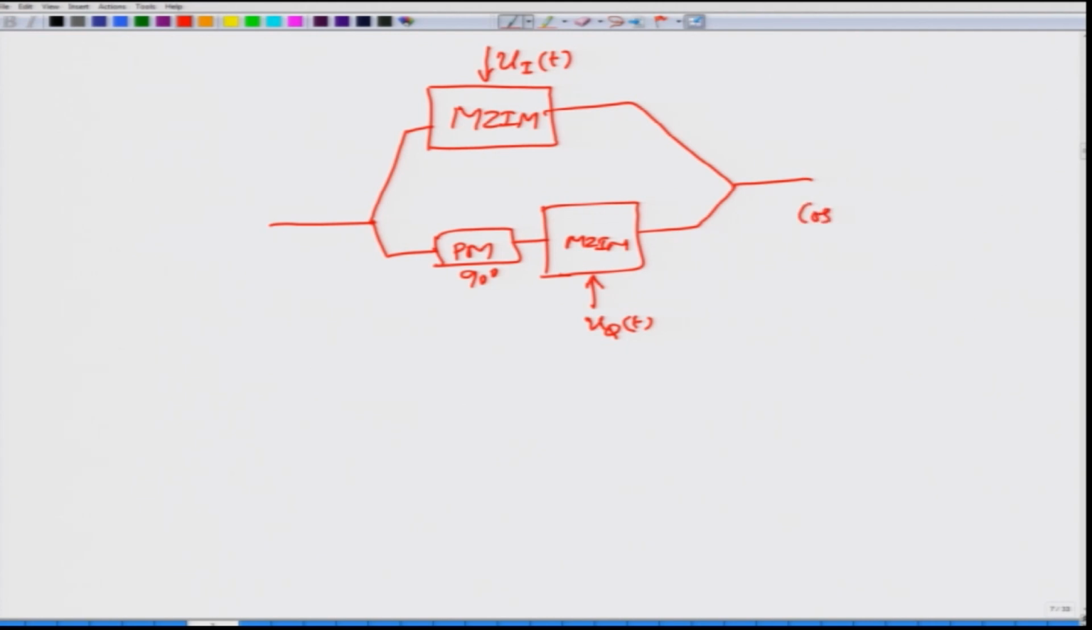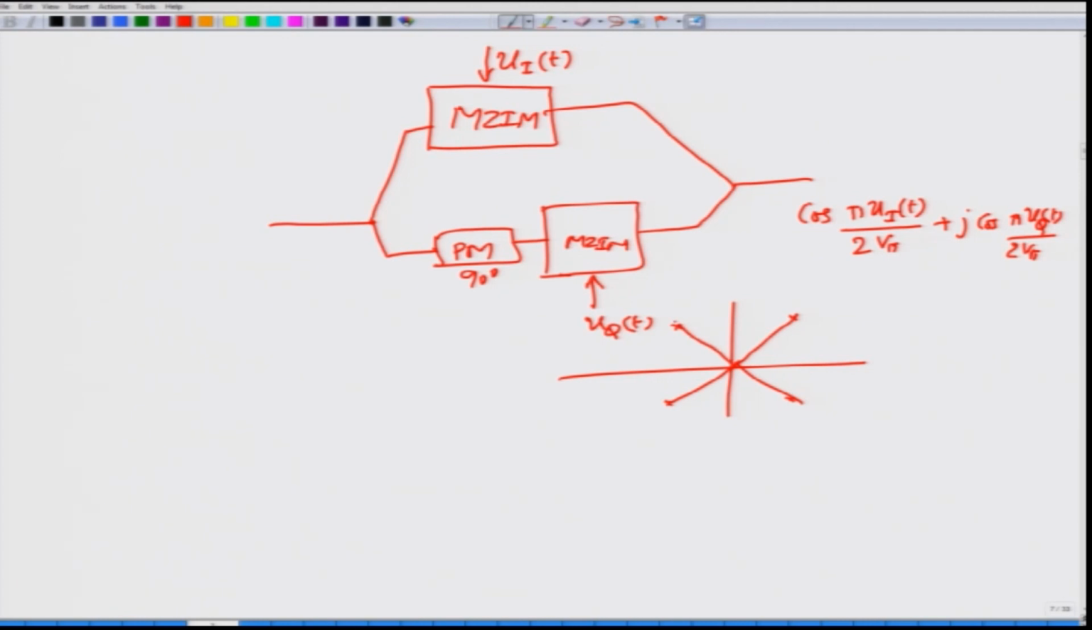You can show that, in the complex form that we have written, the field transfer function will look something like this: cos of pi ui of t by 2 V pi plus j cos of pi uq of t by 2 V pi, and you can control ui of t and uq of t by external controls. So, instead of having a one-dimensional modulation, you can have modulation of any constellation possible. This IQ modulator can be used to implement higher order modulation formats, and that is also widely used.